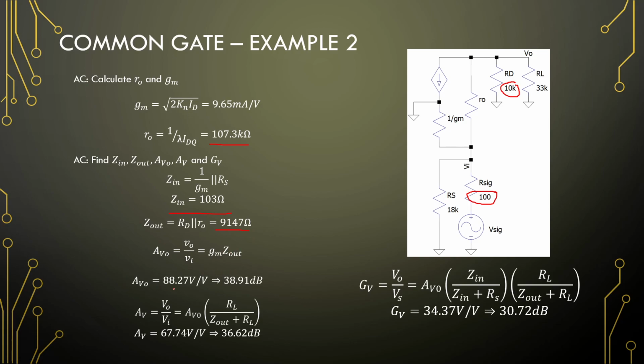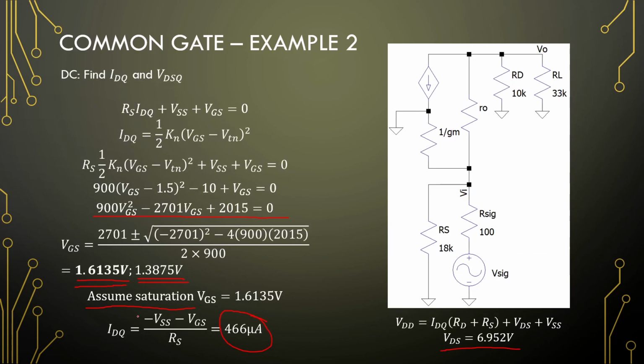The gain of our amplifier will be 88 volts per volt. We add the load, 67.7, and with the input loading, this should be half, so about 34.7 volts per volt. Right, then that is the analysis of this common gate amplifier. So these go quite quickly if you get past this gate source calculation right here.